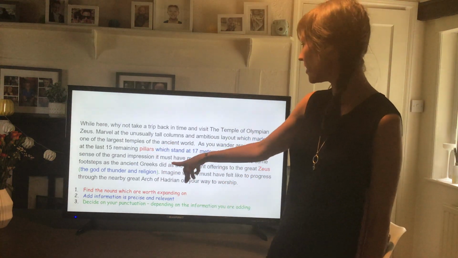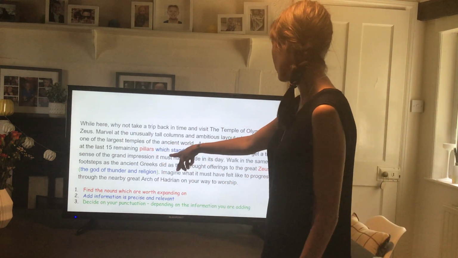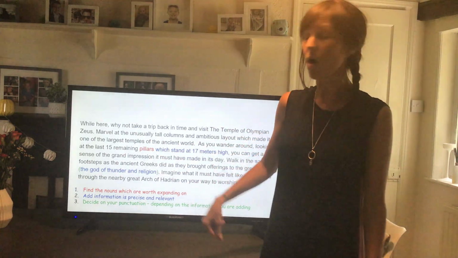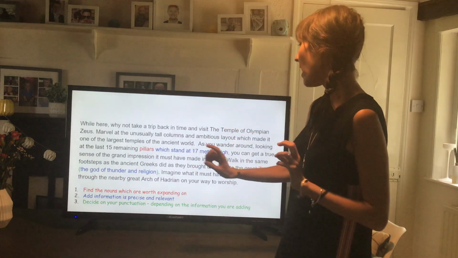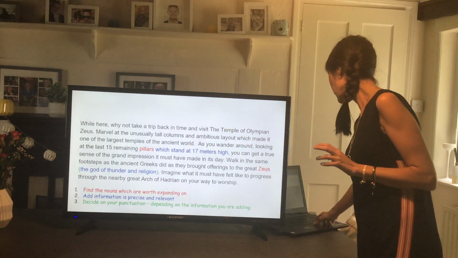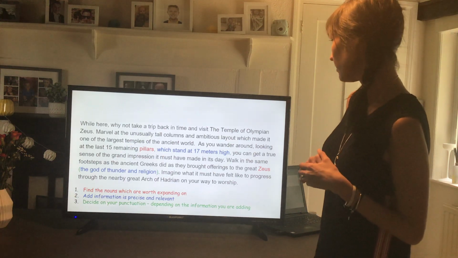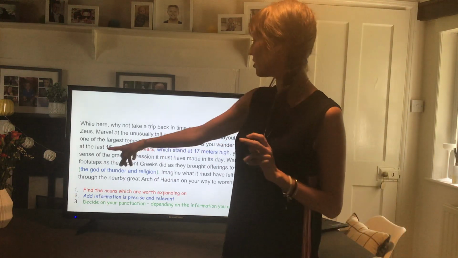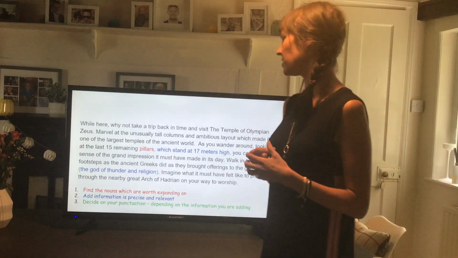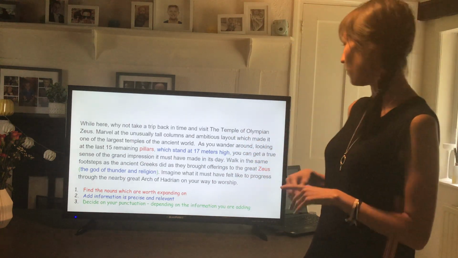And actually the way it's written is a certain type of clause. That, which is actually a relative pronoun. So I'm going to use it as a relative clause, and I'm going to put commas in there to separate it. So I think that fits best. Let's have a look: as you wander around, looking at the last 15 remaining pillars, which stand at 17 metres high, you can get a true sense of the grand impression. Yes, I'm really happy with that.